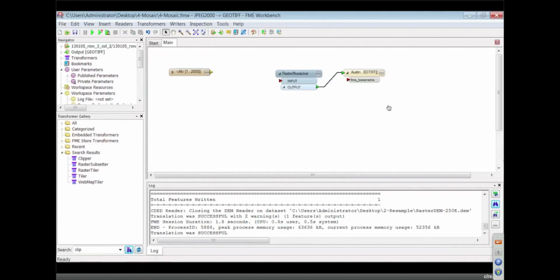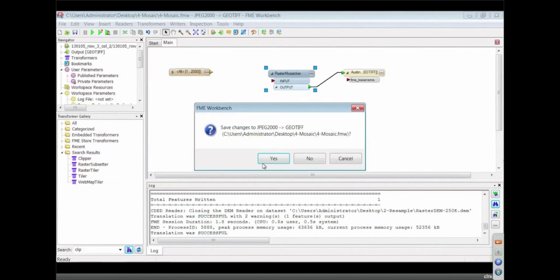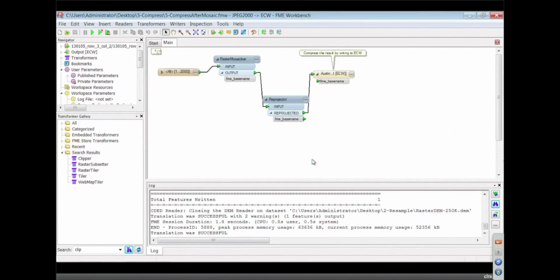Compression. Well, compression isn't a blue operation. It is instead, let me just go and get the one here with compression, compress after mosaic. So this one was going to GeoTIFF. If you wanted to compress, this is actually showing off. I'm also reprojecting here after mosaicing, and then I was going to ECW.